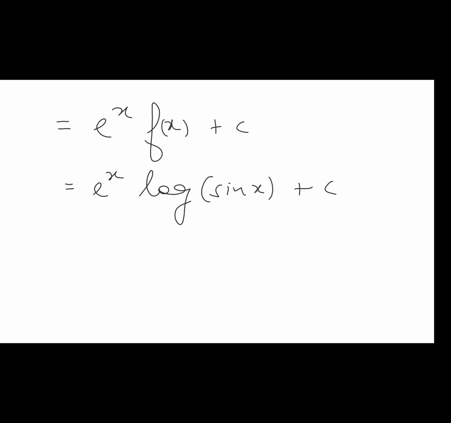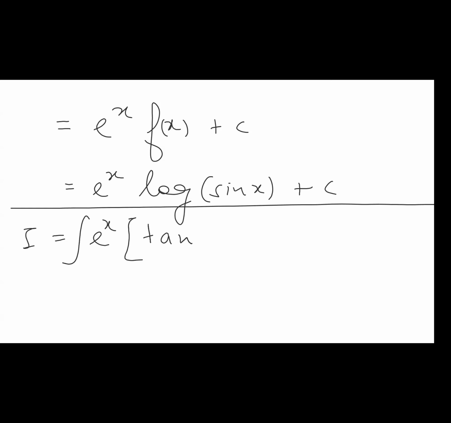Let's take another example. I is equal to integration of e raised to x [tan x plus log sec x]. Now the derivative of sec x is sec x tan x, and the derivative of tan x is sec square x. So what is the first step?